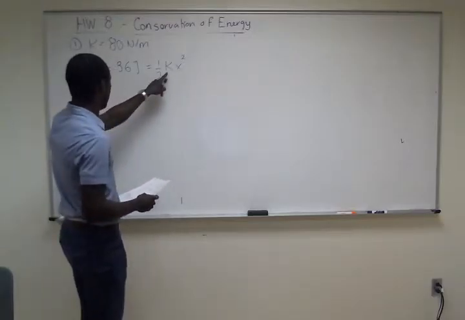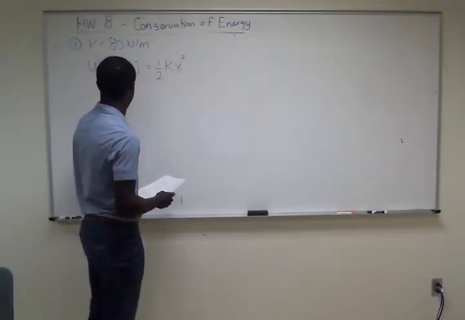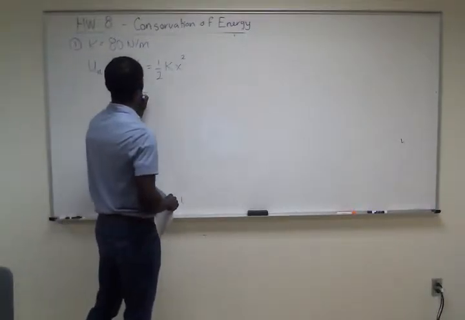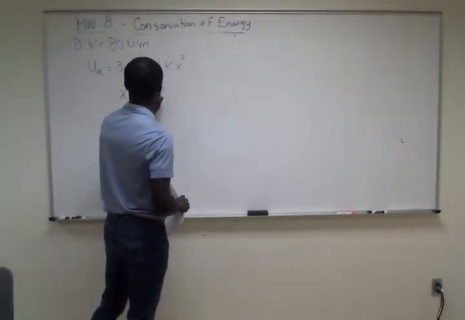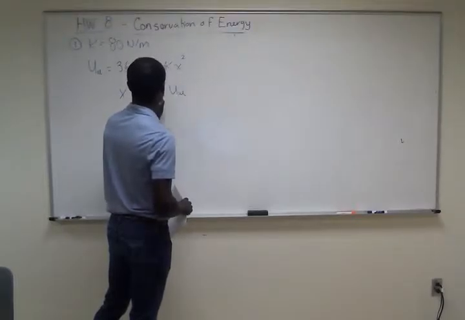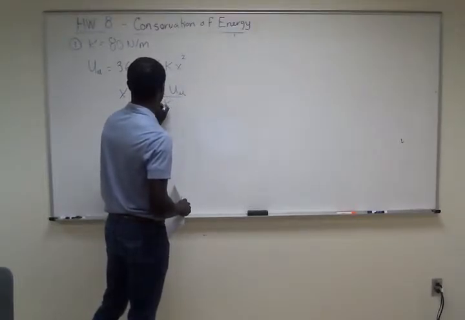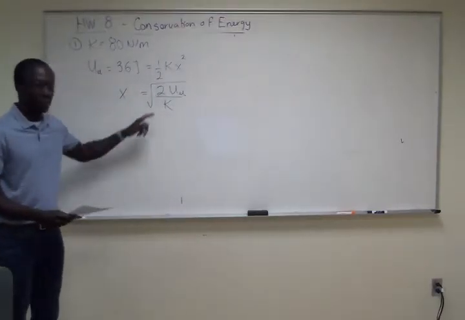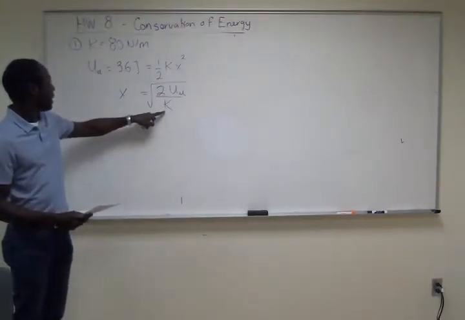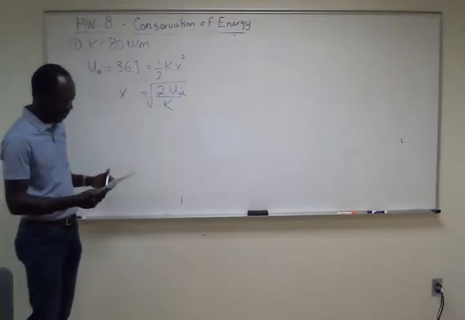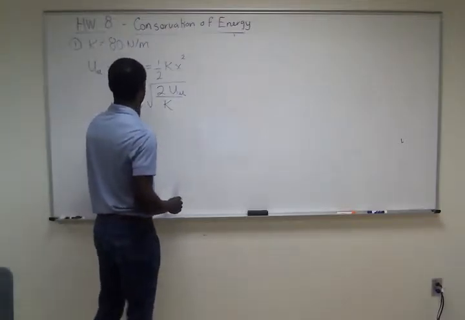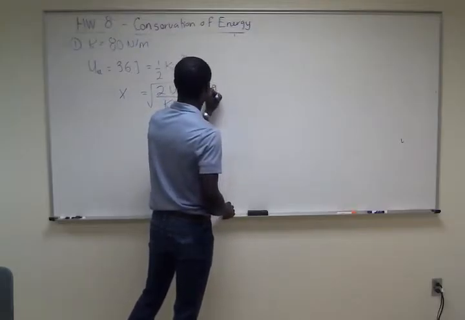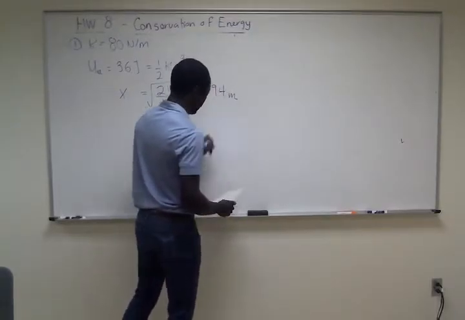So in this problem, we have to solve for x, the displacement, which will be equal to the square root of 2 times the elastic potential energy divided by the spring constant. So putting in the numbers 36 joules and 80 newtons per meter, we find that this displacement of compression comes to be 0.94 meters.